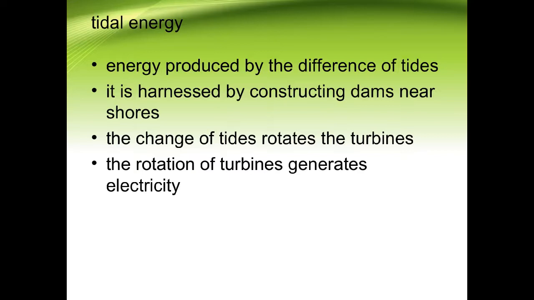Now this tidal energy is caused by the differences of the tides, and it is harnessed by constructing dams near the shores. As the tides change, the rotation of the turbine takes place. As the turbine rotates, it converts the kinetic energy into electrical energy, children. Now let us see the schematic diagram of the tidal energy, how the electricity is being produced, children.